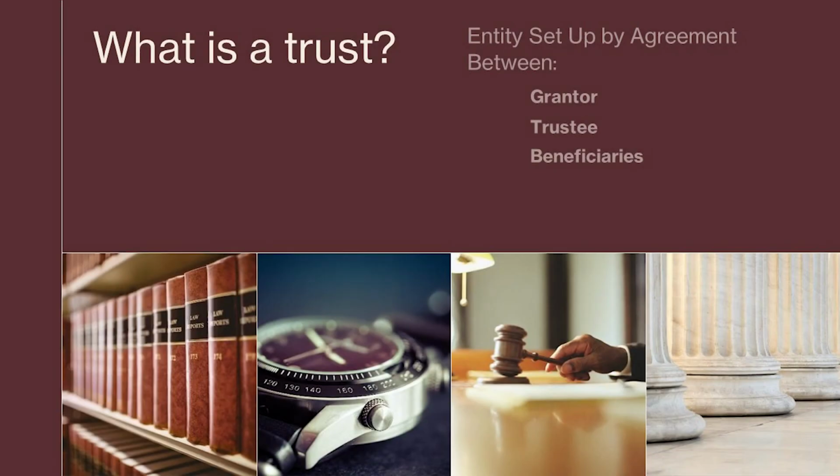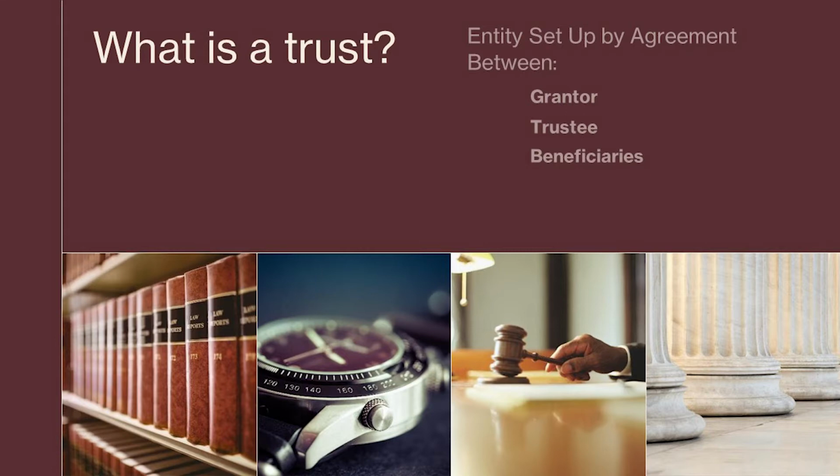So what is the trust itself? The trust is the agreement. It's the entity that's set up by the agreement between a couple different parties. And those parties would be a grantor, the person who sets up the trust and puts assets into the trust. Then a trustee. The trustee would be the person who administers the trust. And then the beneficiaries. The beneficiaries would be the people who receive the benefits of the trust. So generally, they'll be the ones that get money out of the trust.